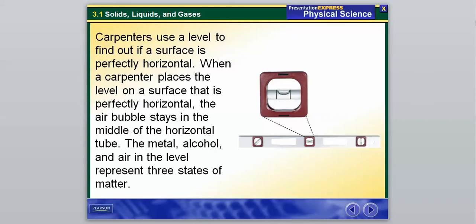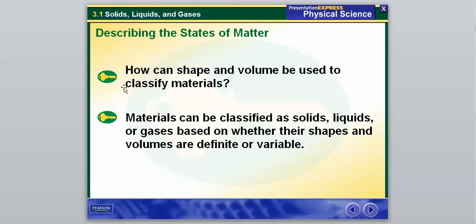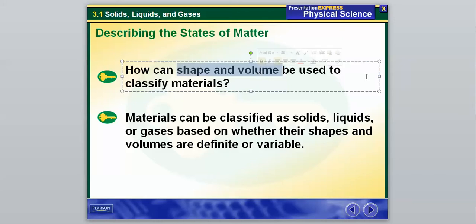And we're going to ask ourselves one big question before we start here when we talk about the states of matter, and that is, how can shape and volume be used to classify materials? As you're going to see as we go through this video, there's going to be a definite theme and a definite pattern that's going to develop. Basically, we classify materials based off of their shape, what form they take, and their volume, how much space they take up. So materials can be classified as solids, liquids, or gas based on whether their shapes and volumes are definite, meaning that they're constant, they stay at one thing, or they're variable, meaning that they can change.